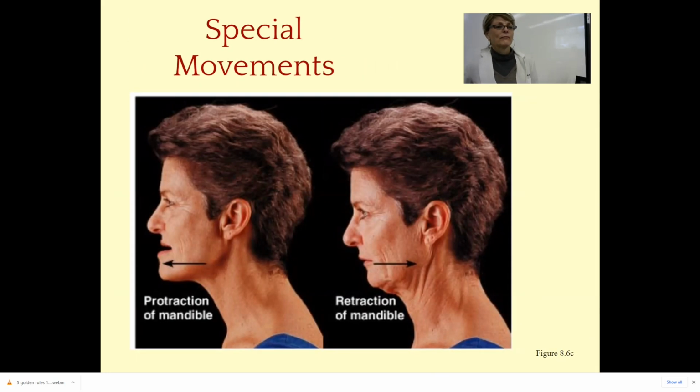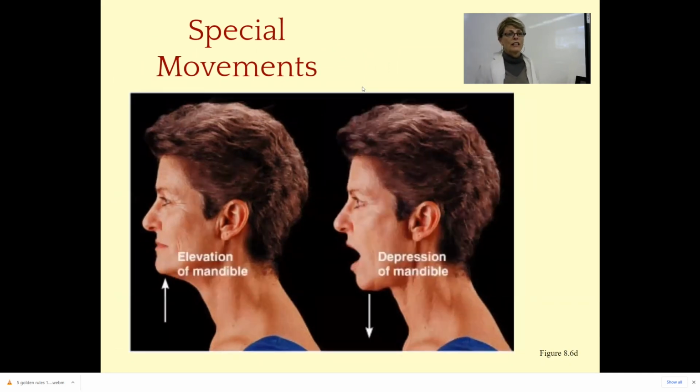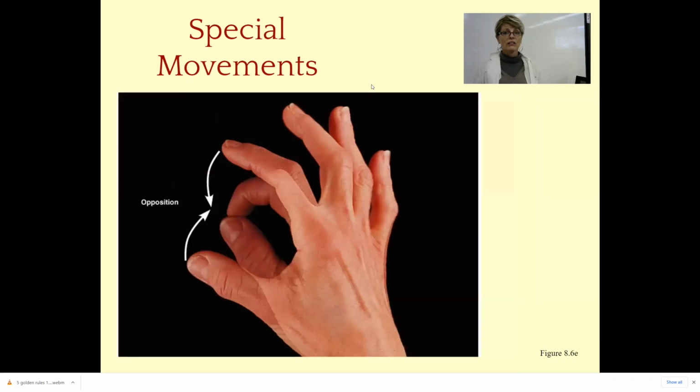Some other special movements I think kind of just make sense. Protracting is pushing something forward, and retracting is bringing it back. You could do that with your whole head or just with your jaw. Another special movement is elevating and depressing. It's just like an elevator going up, and depressing is pushing down. You can do that with your shoulders as well as your jaw.